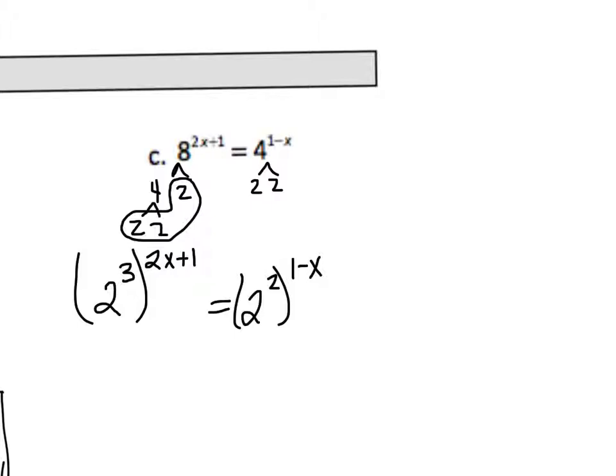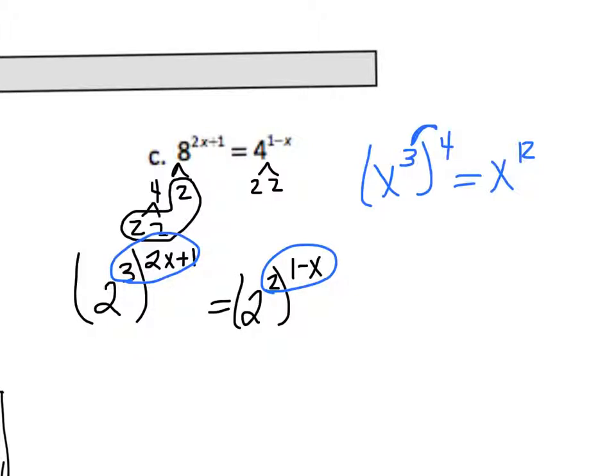So remember way back when I gave you like x to the third to the fourth. Remember what you did with the 3 and the 4? What we did is we multiplied them. We said x to the 12th. So that's exactly what we're going to do here when we have these exponents raised to each other. We're going to multiply them. So we'll have 2 to the 3 times 2x plus 1 equals 2 to the second times 1 minus x.